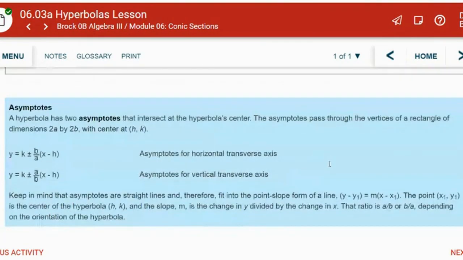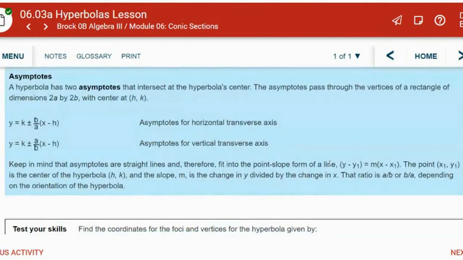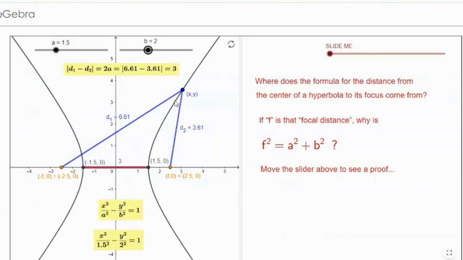All right, let's talk about the asymptotes. Asymptotes, that's a nice mathematical term. Let me see. See this graph here? This doesn't have the asymptotes. I think I have one that has asymptotes, but let's look at this here. This is an illustration I found on GeoGebra of a hyperbola. The hyperbola is in black right there. You see that? And here's the focus point, and the other focus point on the other side.